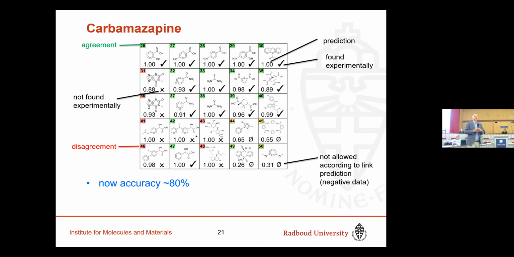Now, this is far less beautiful than the 97% I showed you earlier, but this is a more realistic case. And here, the accuracy is about 80%. So 80% is not bad, 8 out of 10. And there's also one case, you see 41. It's red because the prediction value is 1.0 and it was not found. And 42 looks exactly the same, but it's green.